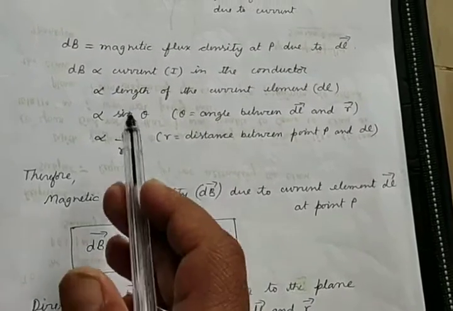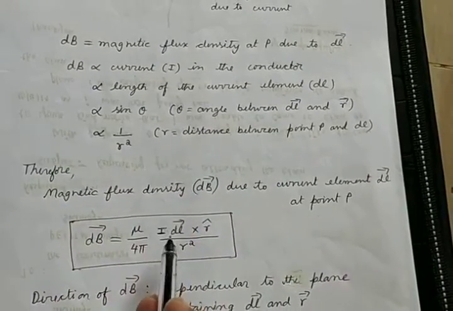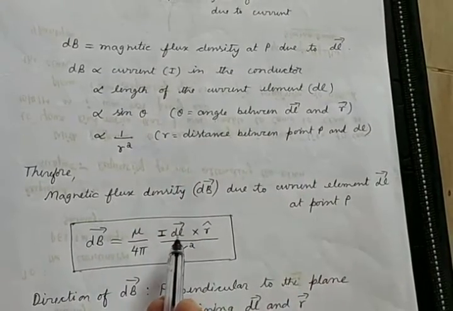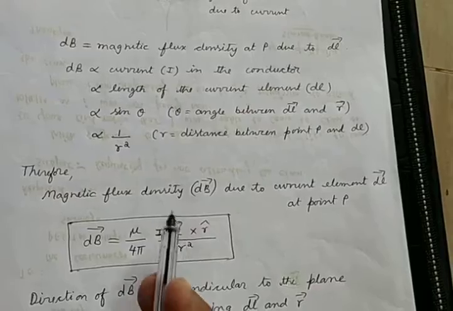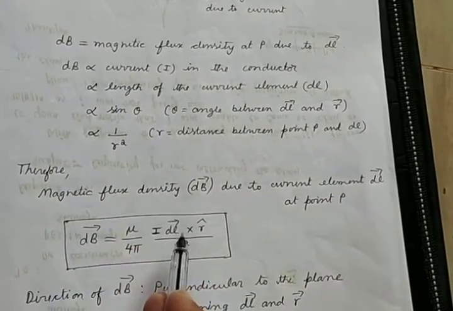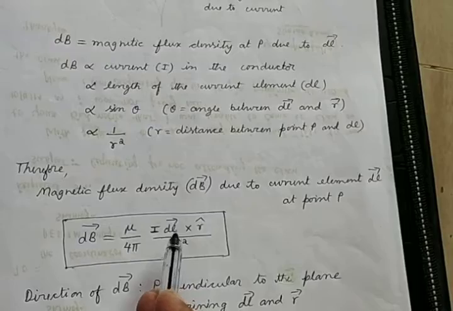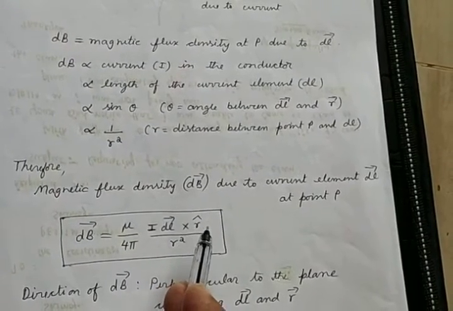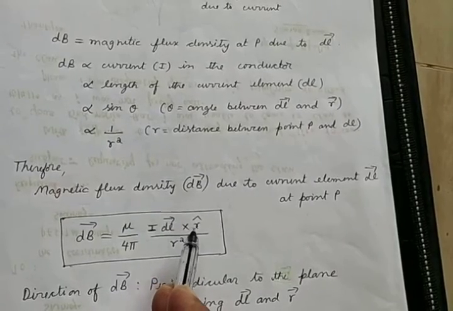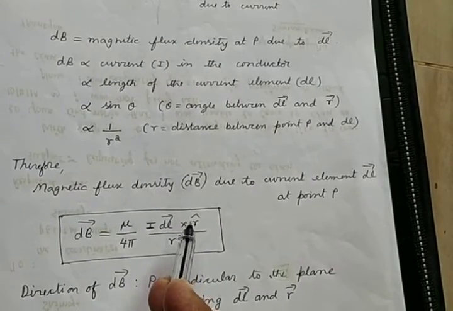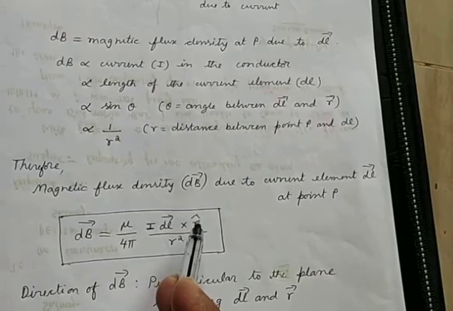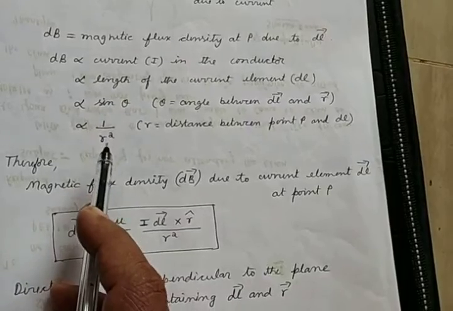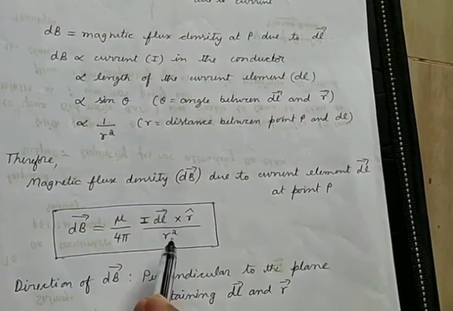So here it includes all the points we have discussed. It's proportional to the current I, it's proportional to the length of the current element dl, and it is proportional to the sine theta that is included in this cross product, because we know that when you take a bar cross b bar, we get AB sine theta. So similarly here dl bar cross r cap, we have taken the unit vector along the position vector, that is r cap, and it is inversely proportional to the square of the distance, so that is also there.